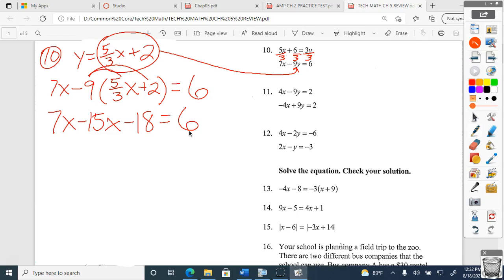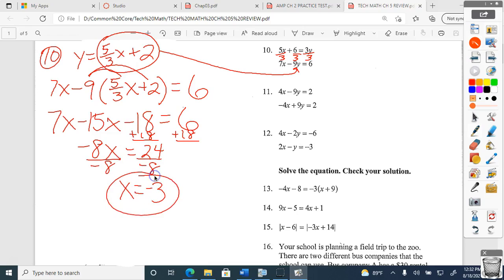So 7x minus 15x is negative 8x. Make sure you put the negative, okay? And then if I add 18 over to both sides, 6 plus 18 is 24. Is that right? Yes, that's right. And then finally divide by negative 8, we get negative 3.